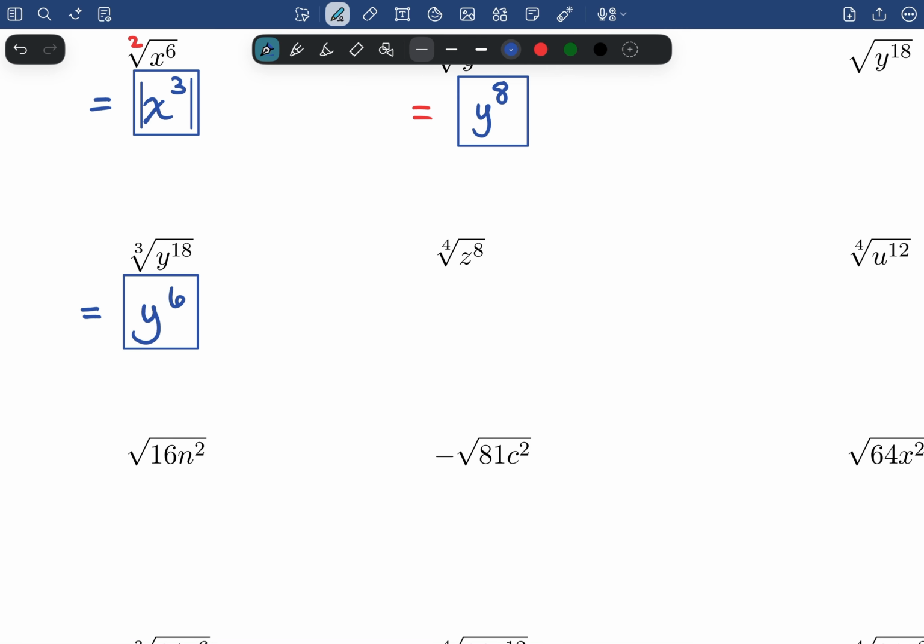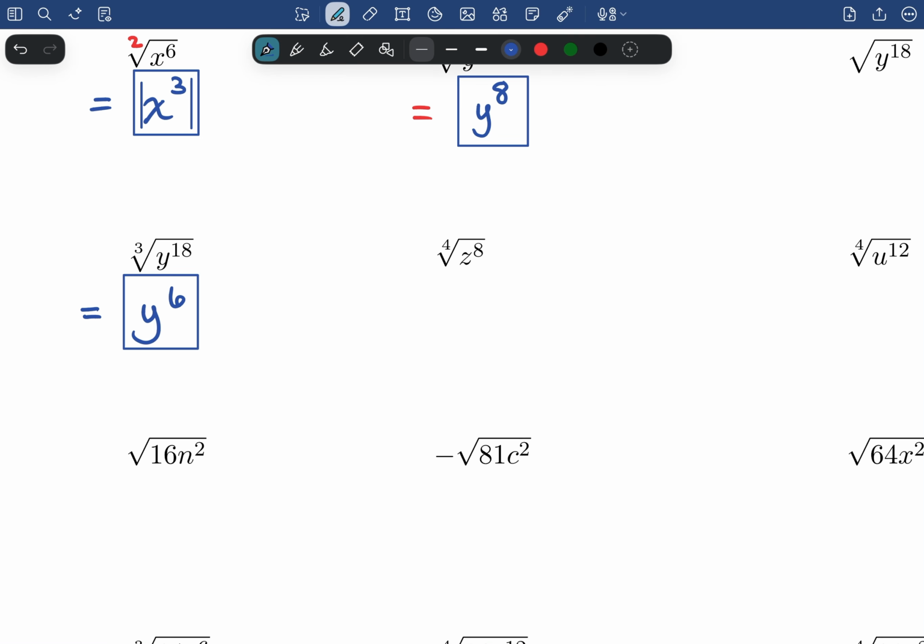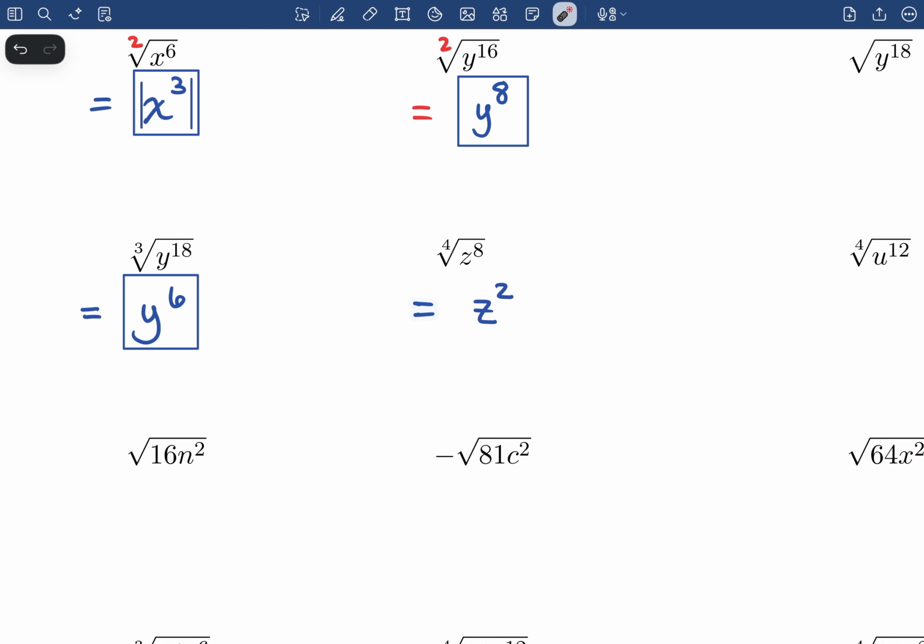All right, let's look at this next one. This is the fourth root of z to the 8th. So I take 8 and divide it by 4, and I get 2. So the answer for this is z squared, right? z to the 8 divided by 4. Take this power, divide it by the index. That's the easy way to get it done.